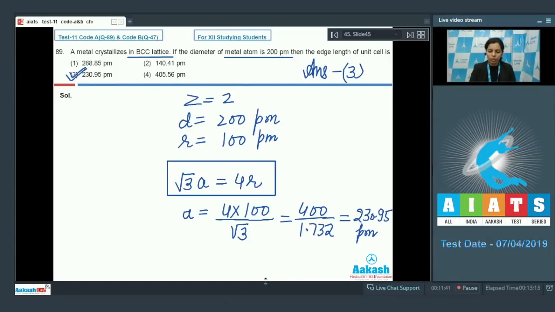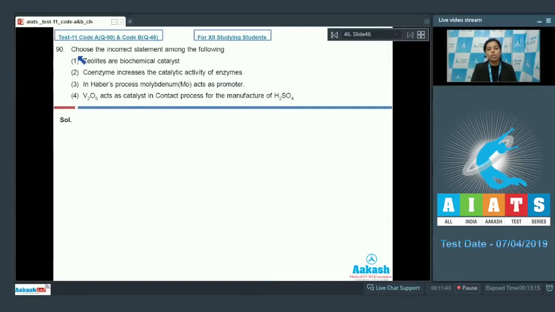Now, it's a turn for the last question of our paper, question number 90. Choose the incorrect statement among the following. Zeolites are biochemical catalysts. This is absolutely incorrect, because zeolites are aluminosilicate minerals. Further, coenzyme increases the catalytic activity of enzymes. This is true. Coenzymes are non-proteinaceous compounds that are necessary for the functioning of enzymes.